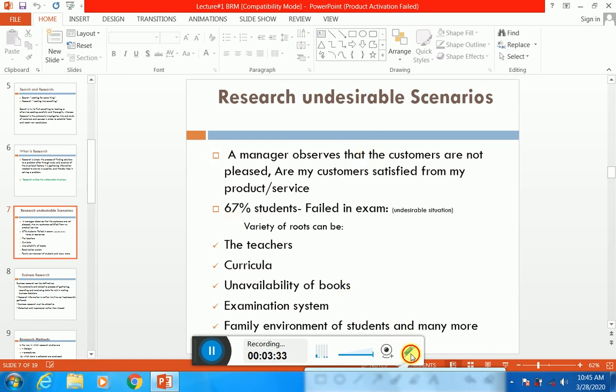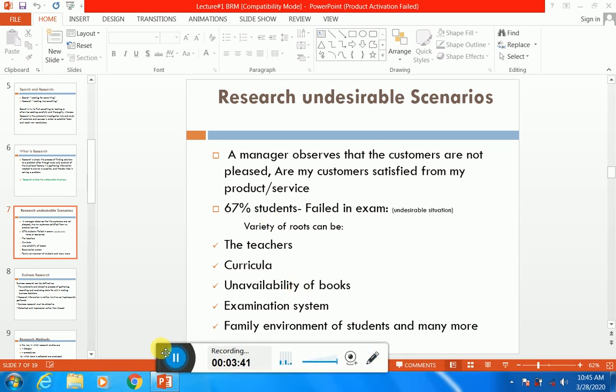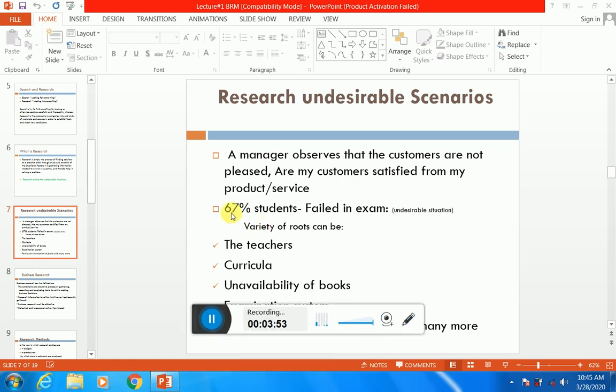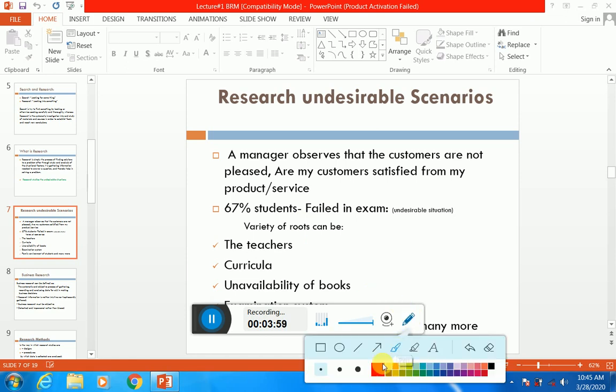Another example, at your level it becomes easier to understand, which I have mentioned here: let's suppose in an exam 67% of the students failed. Again, it is an undesirable situation. Now we see 67% of the students failed. This is an unfavorable condition. Why is it an unfavorable condition? Because it is a condition where we need to explore why 67% of the students failed, why the majority of the students failed.